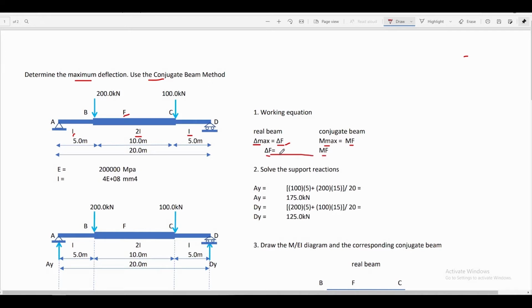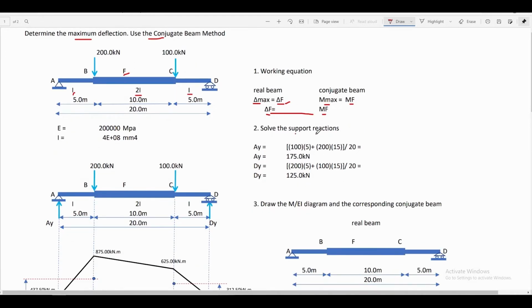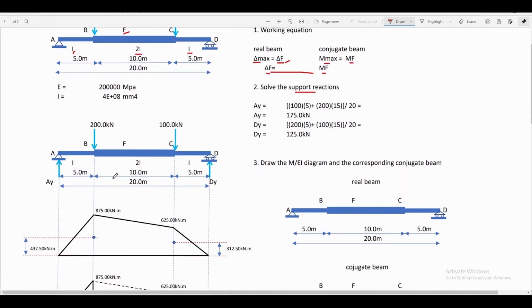Then we will proceed to step number 2. We will solve for the support reactions. Applying equations of static equilibrium, summation moment and summation forces along vertical equal to 0, we can solve for AY and DY. Applying summation moment at point D, we can solve for the value of AY, and that is just equal to 100 multiplied by the distance from point C up to point D, which is equal to 5 meters, plus 200 multiplied by the distance from point B up to point D, which is equal to 15 meters. Then we divide it by the distance from point A to point D, that is 20 meters, and AY can be obtained, that is equal to 175 kilonewton.